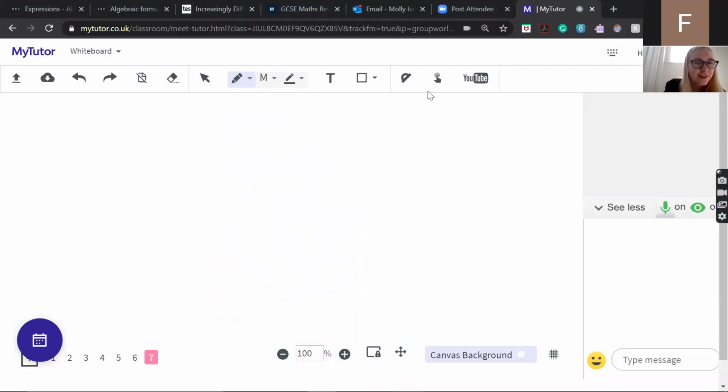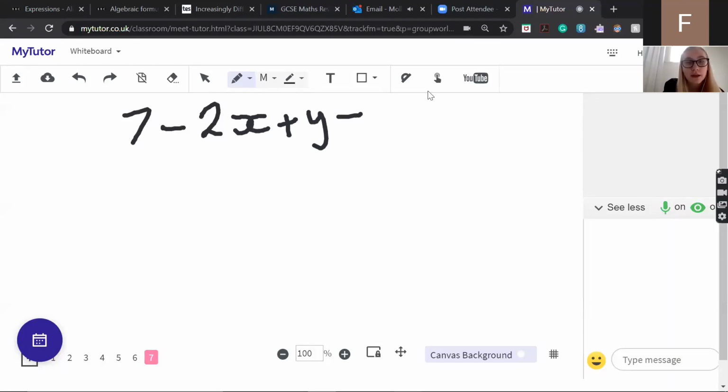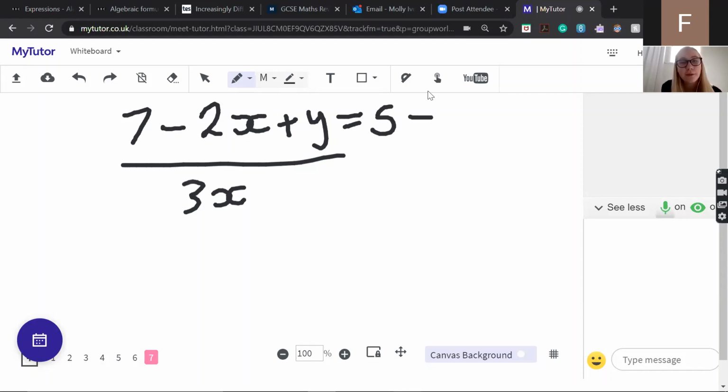Right. Let's go for 7 minus 2x plus y equals, over x over, you know what, let's go crazy, over 3x equals 5 minus y. So let's go for this.